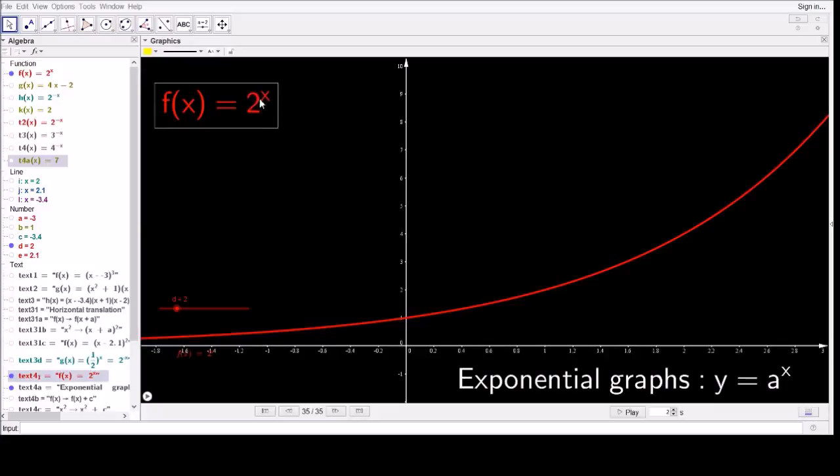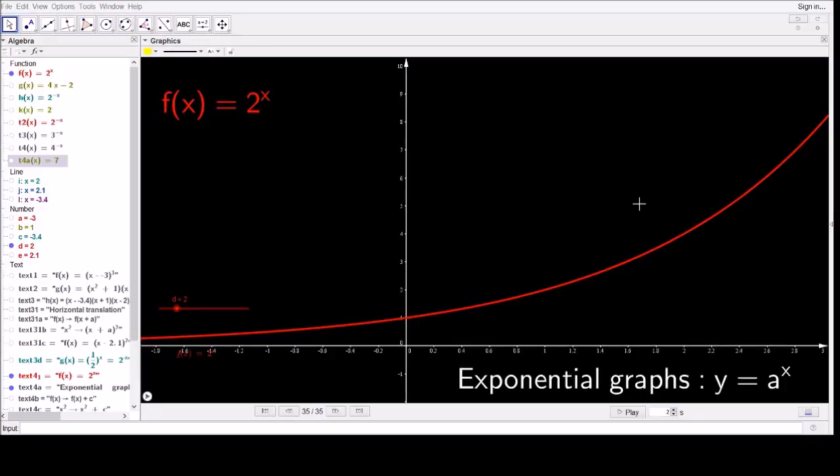So we start with the number 2, and as x increases, you can see the graph curves steeply upwards. When x is equal to 1, we have 2 to the power of 1, which is 2. When x is 2, 2 to the power of 2 is 4, and so on.